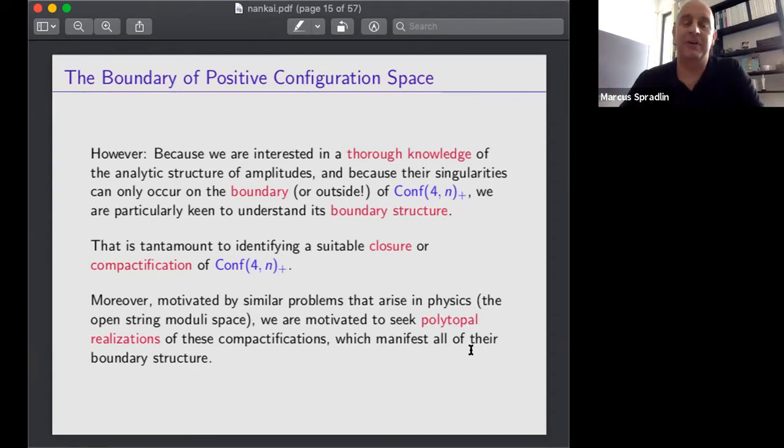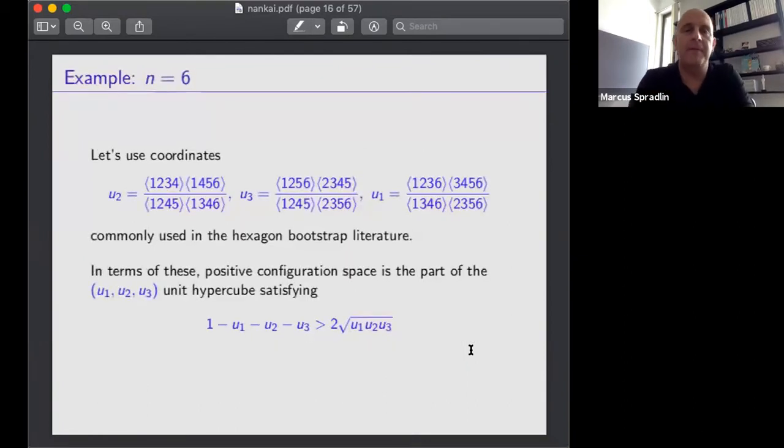Now, in case some of these words are a little abstract, let's do an example in great detail so that I hopefully clarify what I mean. Let's look at 6-particle scattering. And here are some conformal cross ratios you can define. You've already seen these in Anastasia's talk. These are just ratios of Plücker coordinates on the Grassmannian GR4 comma 6. And this is a common basis of cross ratios that's used in the literature.